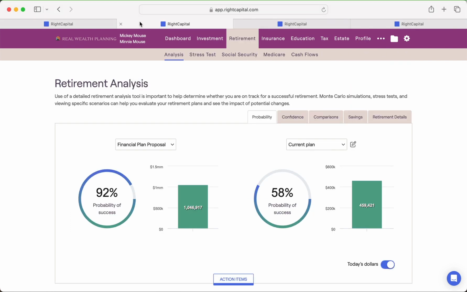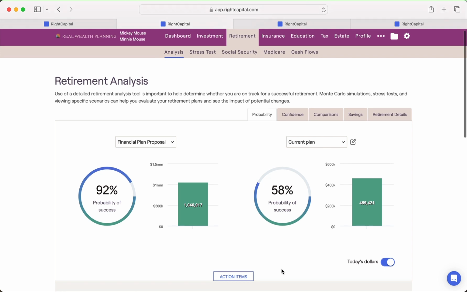Then, when we're going into our retirement analysis, what we see on the right is what is most likely to have happened if you kept doing what you were currently doing. On the left is what we expect to have happen if you undergo the changes and the recommendations that we are reviewing. Now, there are lots of things that can happen now and in the future.